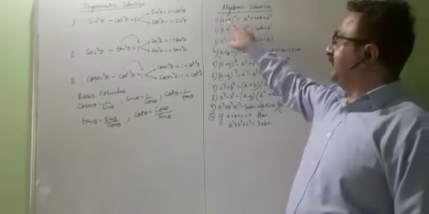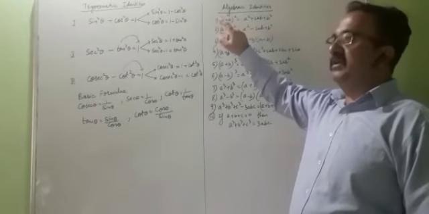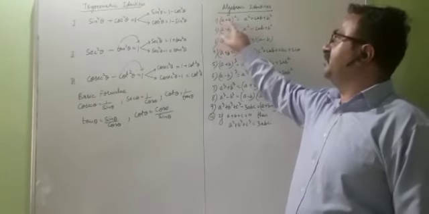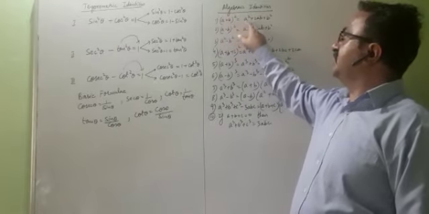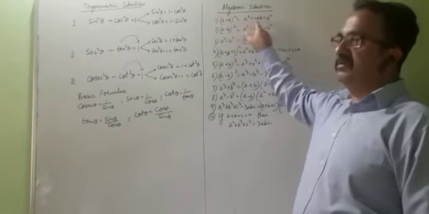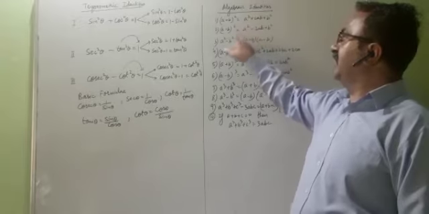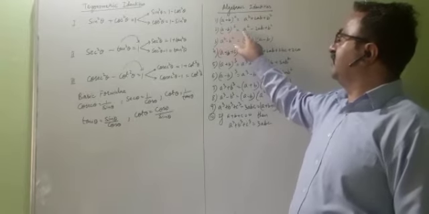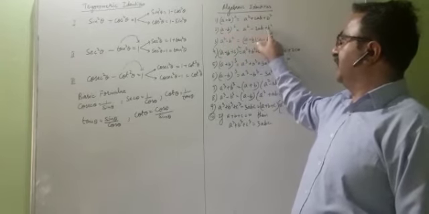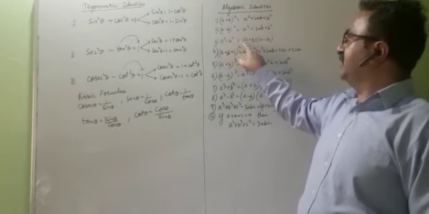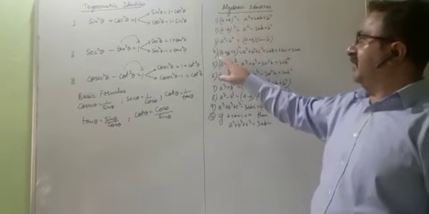So let's learn the basic algebraic identities also. A plus b whole square equal to a square plus 2ab plus b square. A minus b whole square equal to a square minus 2ab plus b square. Similarly, a square minus b square equals a plus b times a minus b.